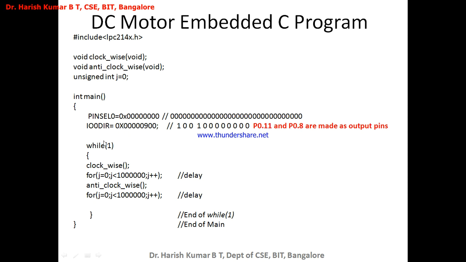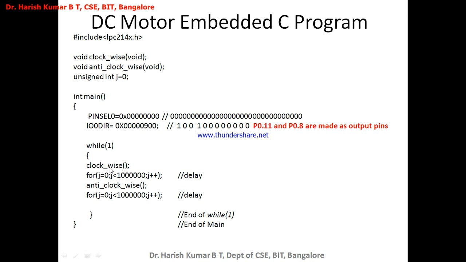Next, we have an infinite loop here, while(1), it runs forever. That means when I load this program to the controller and run, the DC motor runs in the clockwise direction for some duration and stops, then runs in the anti-clockwise direction for some duration, stops, and then again starts running clockwise, stops, anti-clockwise. The process repeats. Hence I have written this inside a while loop.